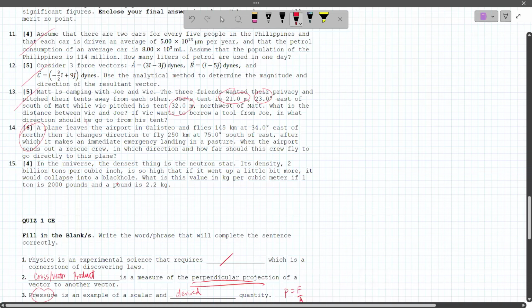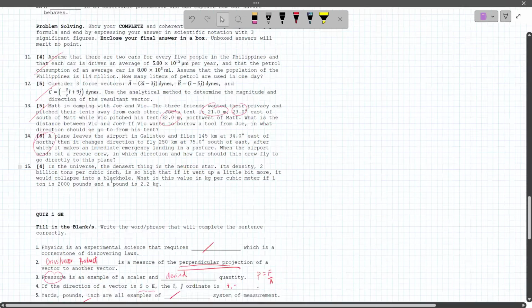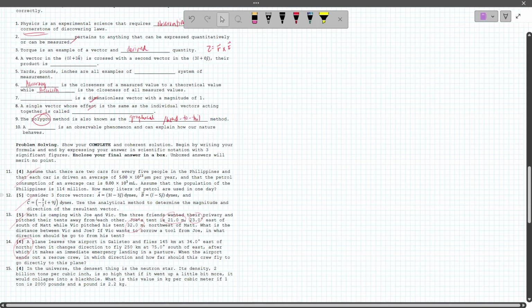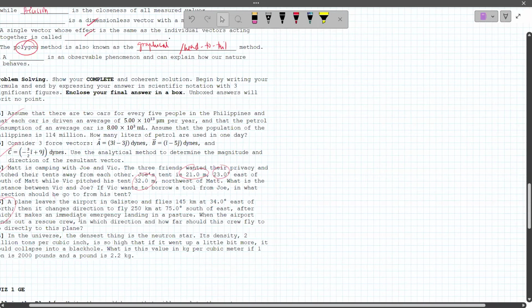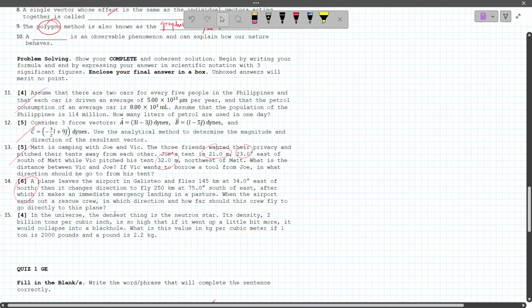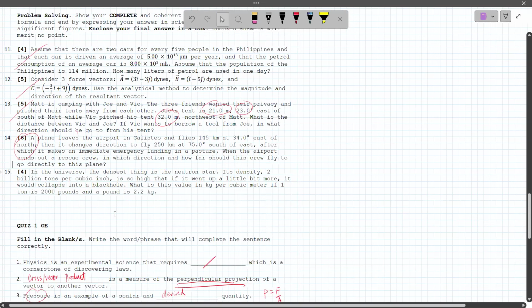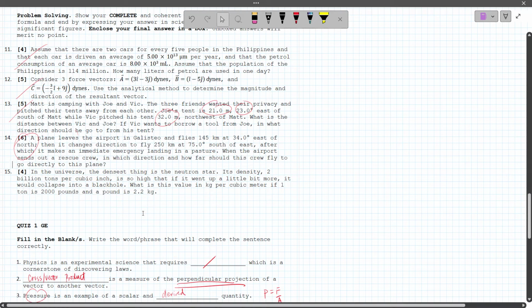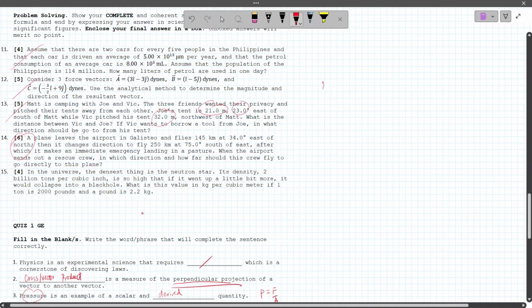So, in the universe, the densest thing is the neutron star. So, set C, kung mapapansin nyo, they have easier questions, no? Kasi sila yung unang nagtetest. So, this one's very easy. Number 4, no? Number 15. In the universe, the densest thing is the neutron star. Its density is 2 billion tons per cubic inch. So you have 2 billion. Billion is 9. So times 10 raised to 9 tons per cubic inch.